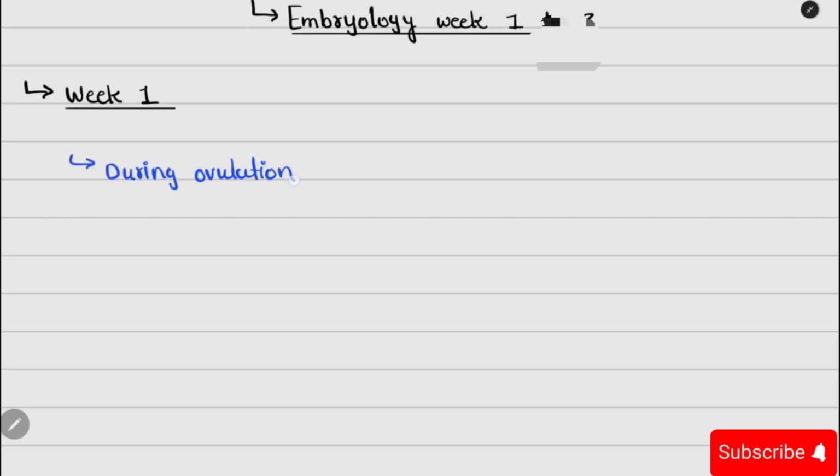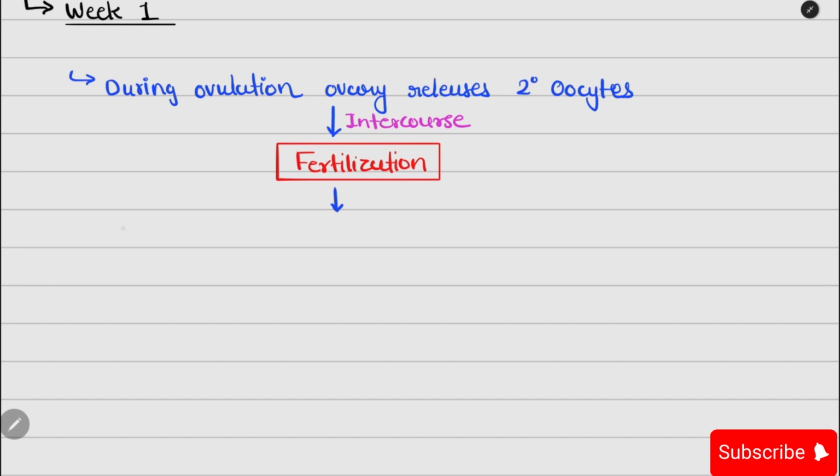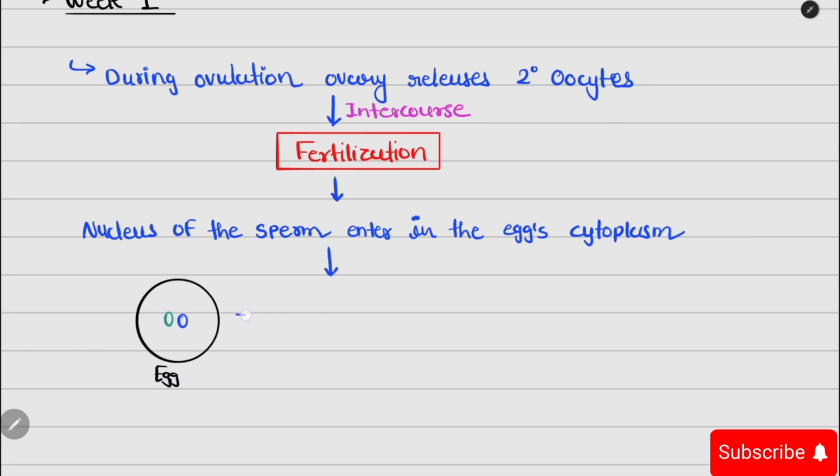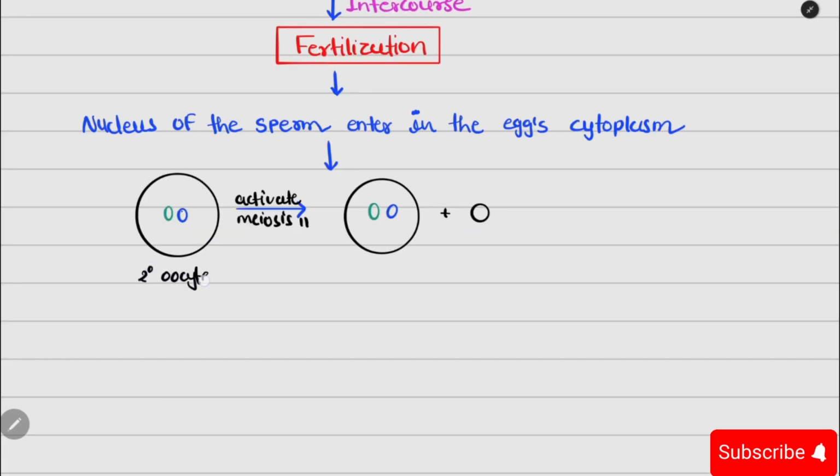During ovulation, the secondary oocyte is released from the ovary. If intercourse happens at that time, sperm will arrive and fertilization will occur. During fertilization, the nucleus of the sperm enters the cytoplasm of the egg, as discussed in the fertilization video. When the nucleus of the sperm enters the secondary oocyte, the egg gets activated. Meiosis II takes place, producing a mature oocyte and a second polar body.